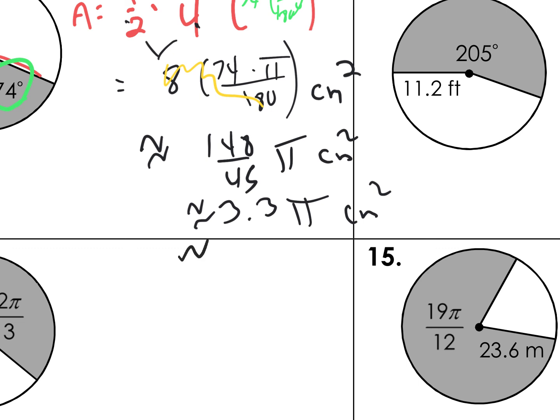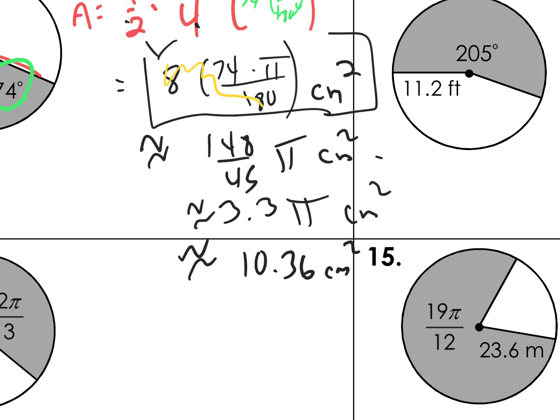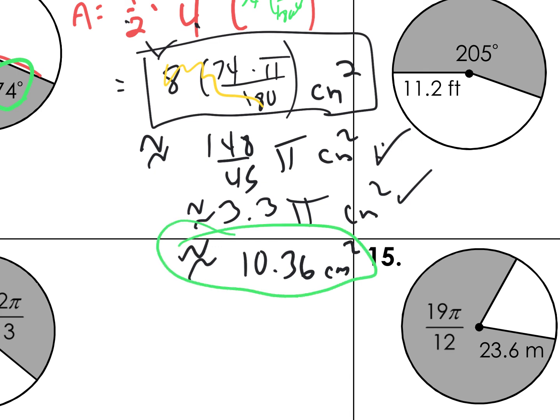Now, I know somebody in here, Adam, is insisting on typing in the pi. So what do you get if you type in the pi? 3.3 times pi, 10 point something? 10.36 centimeters squared. So look, I just gave you 3 possible answers. Here's the exact, not even simplified. Here's a good estimation. Here's an estimation that a lot of people like. They understand 10.36. They don't understand 148 over 45 pi.